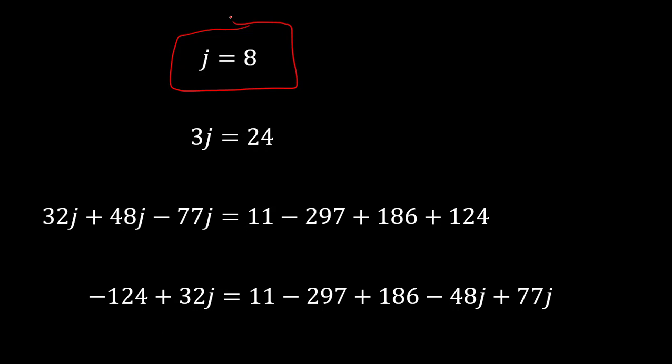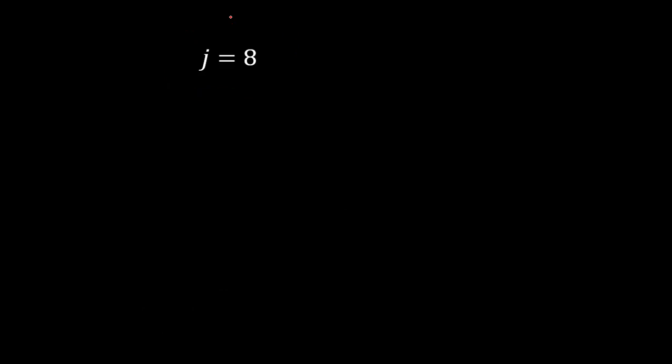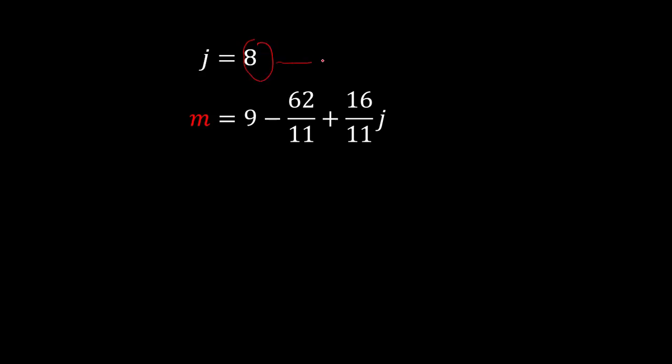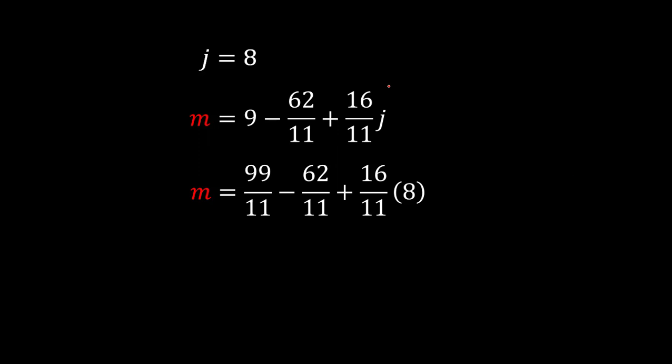And having found j, this is going to make it easier to find m and t, which will be our next step. So let's go ahead and try to find m next. But recall, let's get rid of these equations here. Recall that we have an equation for m in terms of j. So let's bring back that equation here, and all we're going to do now is sub in j equals 8 for this j here. So we do that, we just multiply this 16 term by 8.